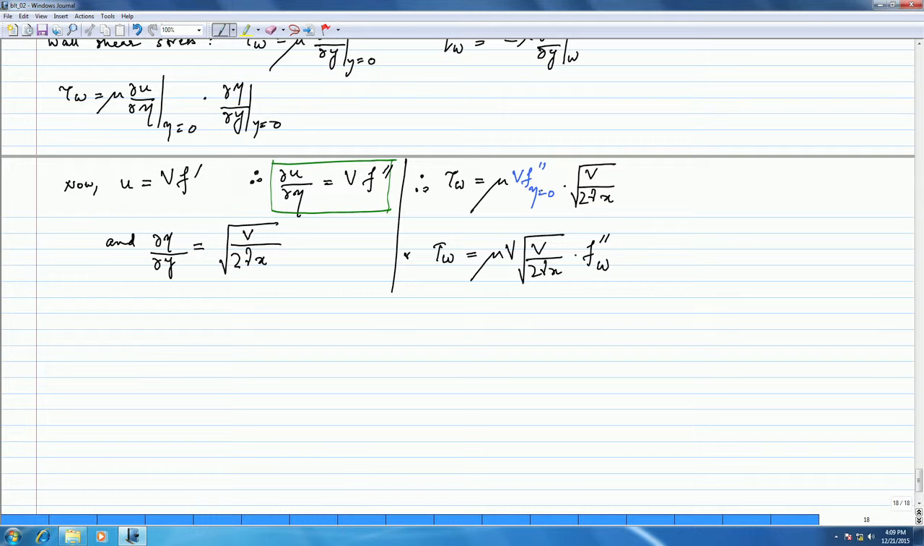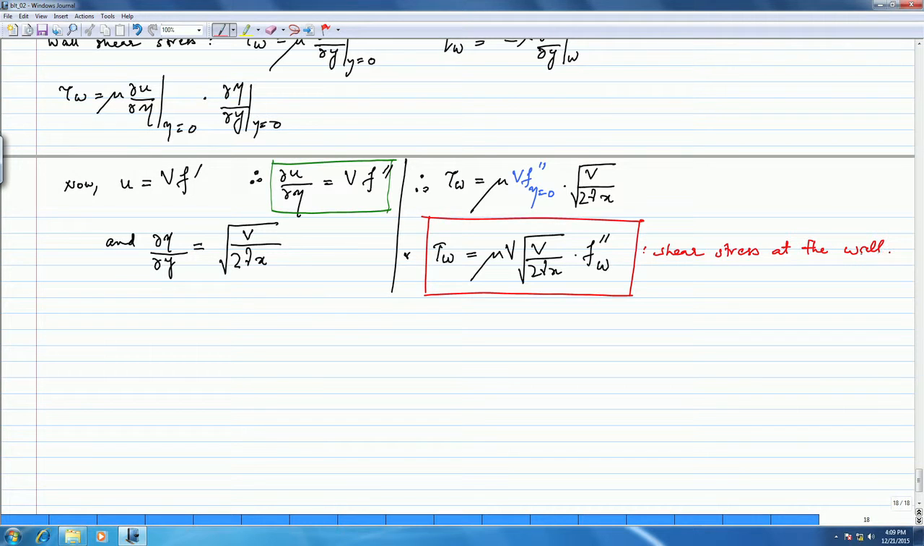Okay. So, therefore, shear stress at the wall for me, if I were to write this down. So, this is shear stress at the wall, right. Is that right?